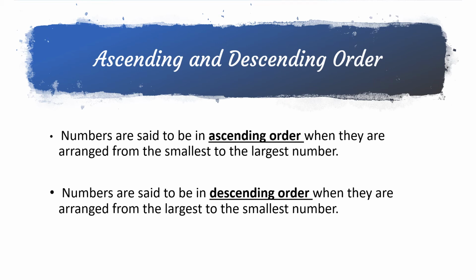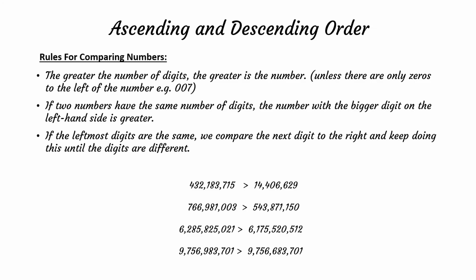So let's consider some examples, but these are some rules for comparing numbers. Okay, it's easy to compare small numbers, but when it comes to large numbers then it's a bit difficult. Okay, these are some rules. Number one, the greater the number of digits, the greater is the number. Means first we count the number of digits in each number. The greater the number of digits, the greater is the number.